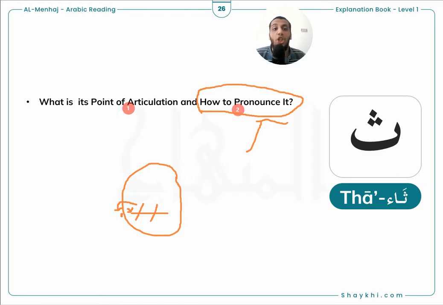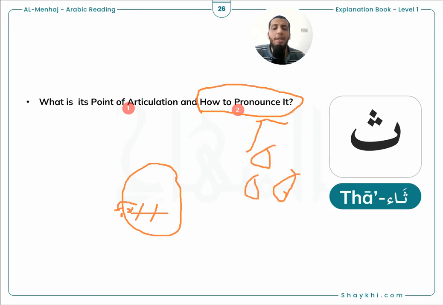This tip of the tongue touches the bottom edge of the upper 2 front incisors. The bottom edge, which is this part, of the 2 upper incisors. So it will be like this. The tip of the tongue touches the bottom edge of the upper 2 front incisors. Th.